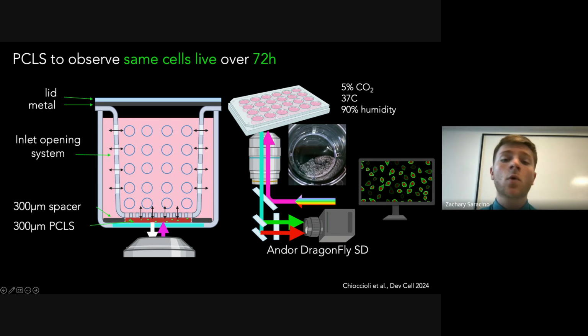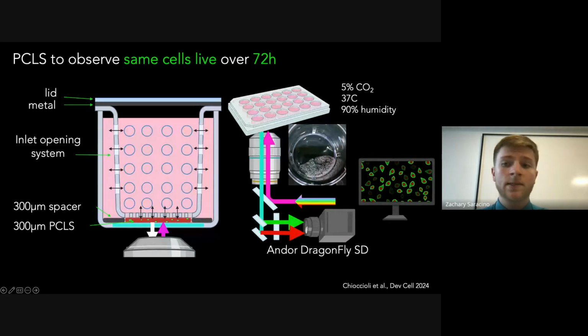And so in this system here, you, of course, have a lid from the plate. And underneath that, you have a metal weight that holds down everything beneath that you see there. And that includes an inlet opening system, which is like a plastic membrane where media can diffuse in and out towards the cells. And then you have a 300 micron spacer that surrounds your 8 millimeter diameter PCLS. And then, of course, you have the PCLS that fits nicely within that space and is weighed down and fixed in place.